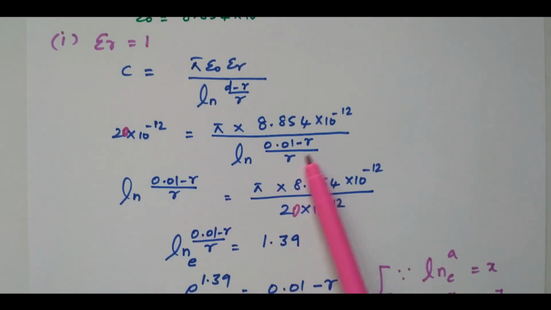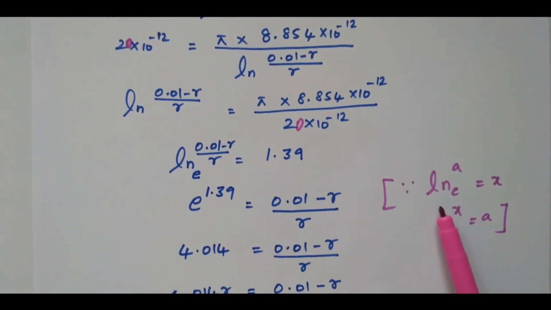So now this R value we need to find. Bring this term here and bring this 20 into 10 to the power minus 12 to the denominator. So log (0.01 minus R) by R equals this value divided by 20 into 10 to the power minus 12, because this value is not known, we need to find it. By simplifying this, what did we get? 1.39. So the natural log of (0.01 minus R) by R equals 1.39, right? Then how will you find the radius from this expression?